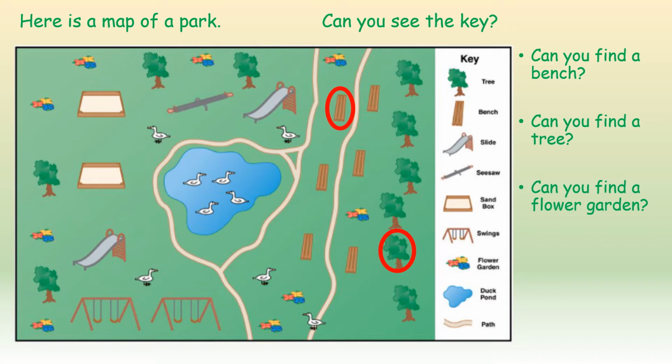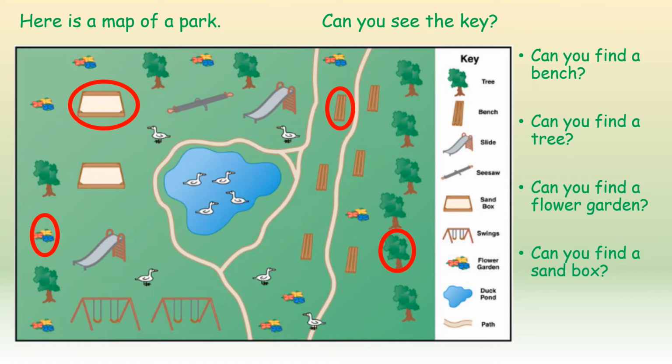Superstars. I looked at the map, I looked at the symbol that represents the flower garden, and I have found it on the map. Use the key to help you find a sandbox. Superstars. Here is a sandbox that is on the map.